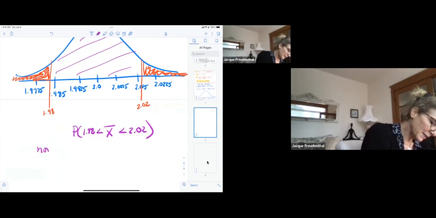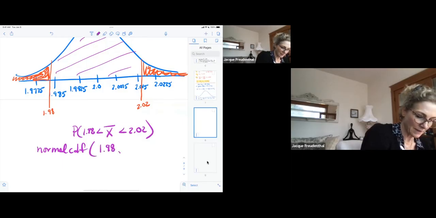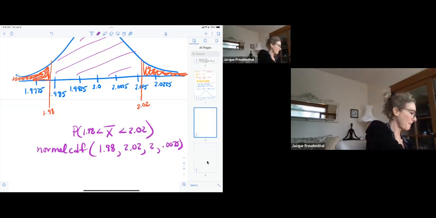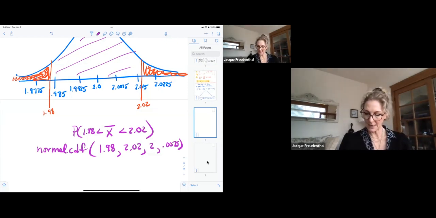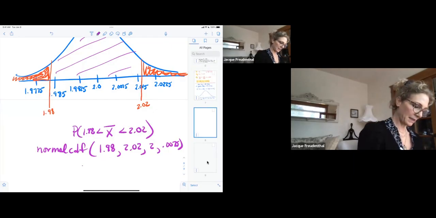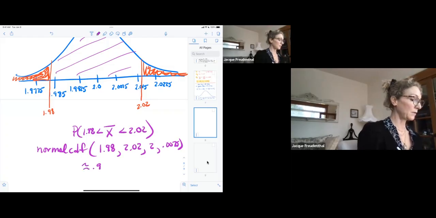So we can use our normal CDF from 1.98 up to 2.02. The mean is 2, the standard deviation is 0.0075. On the calculator, second VARS, normal CDF, 1.98, 2.02, mean is 2, standard deviation 0.0075. And we get approximately 0.9923.